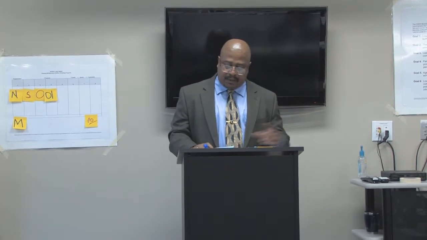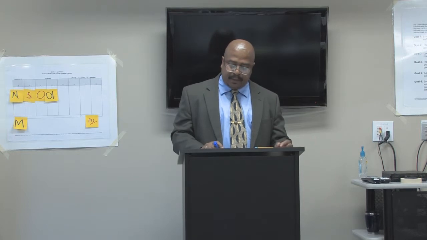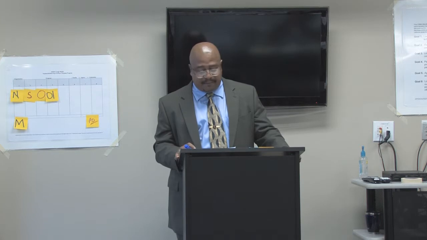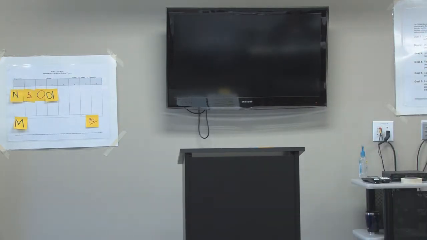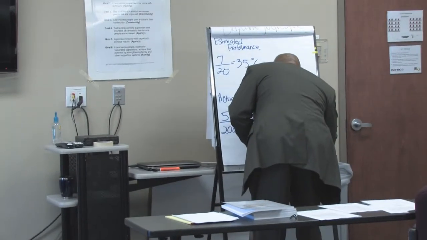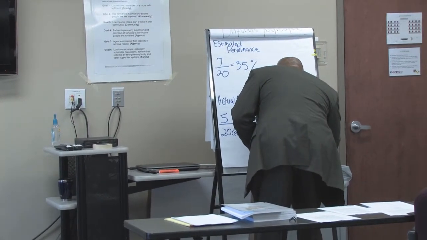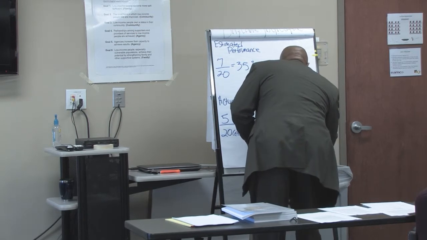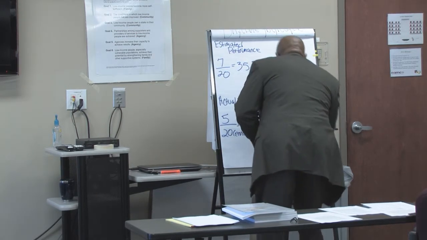Now we saw that the actual performance rate of this program is 25%, 5 out of 20. If the CAA only counts those completing the program, 15, it inflates the success rate from 25% to 33%. So 5 families completed, 33%. This is actual.